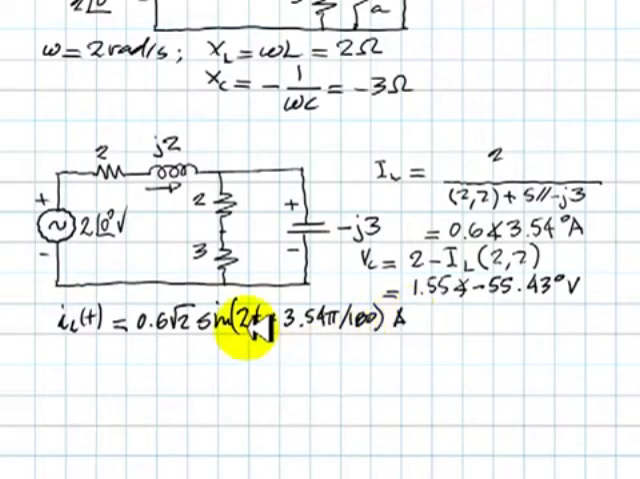If we evaluate that at t equals 0, we obtain the initial current in the inductor, IL naught, that we will use in the Laplace transform solution.